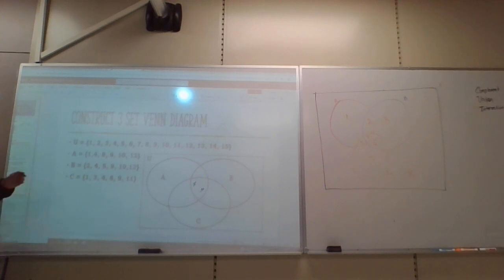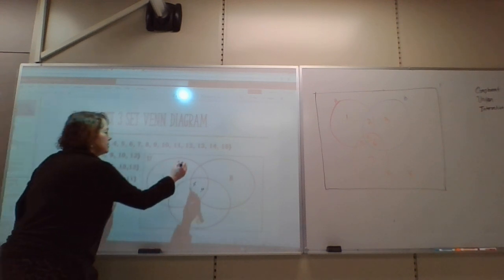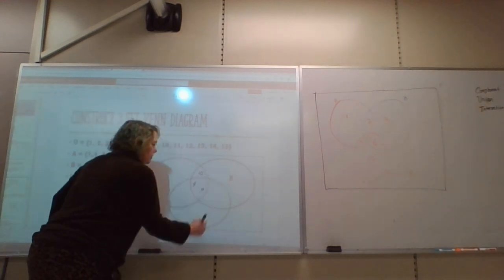The next thing we're going to look at, you take them two at a time. Let's take A and B together. Not counting 4 and 9, you can't count it twice, you only count it one time. So what do A and B have in common, not the 4 and 9? 10. It has 10, right? So you put the 10 here.